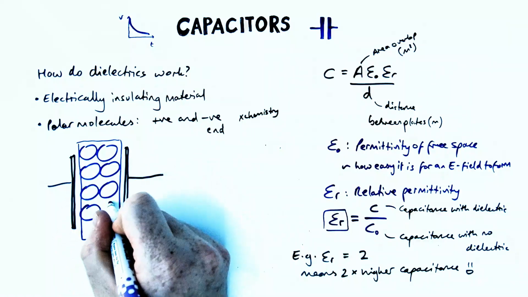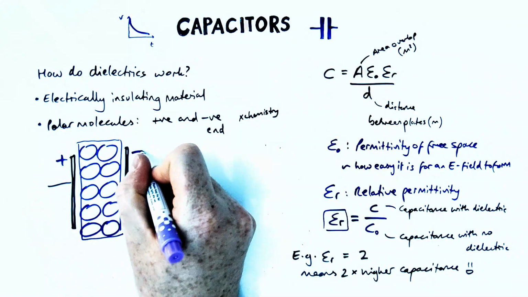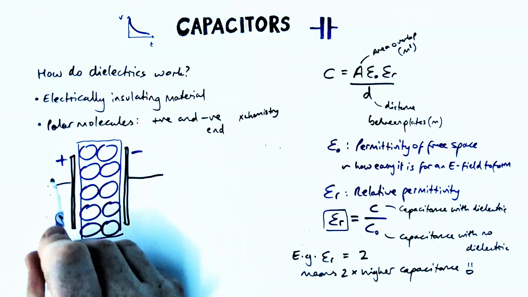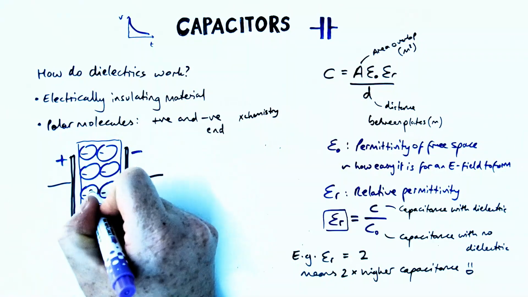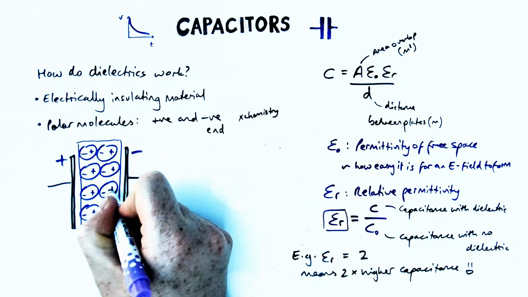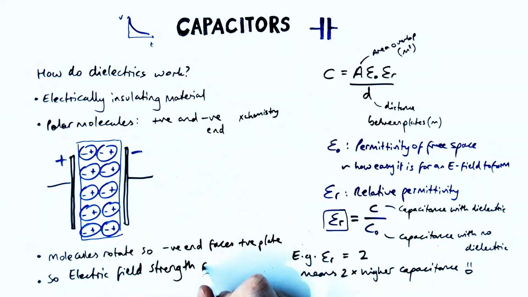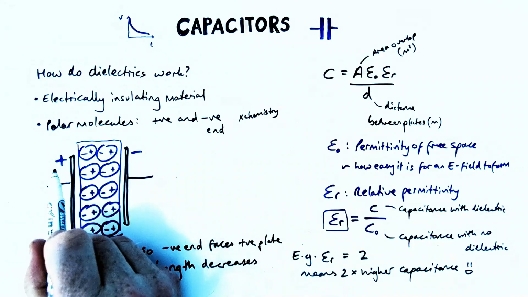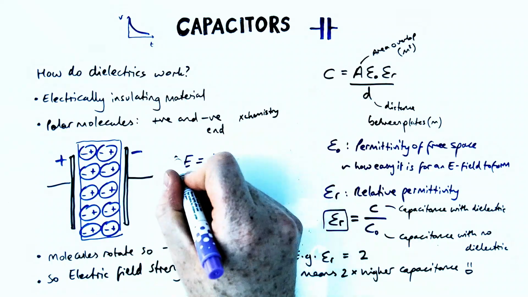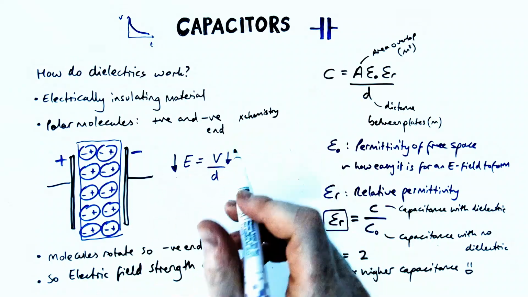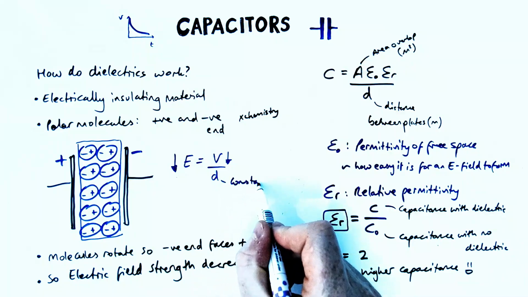Now what they do is align. Once you switch on the circuit with a capacitor in it, they will align so the negative charges line up with the positive plate and the positive charges line up with the negative plate. When this happens, you actually manage to reduce the electric field strength, capital E. Now, in a uniform field, electric field strength is potential difference divided by the distance between the plates. Distance is constant, so that means potential difference has dropped as well.